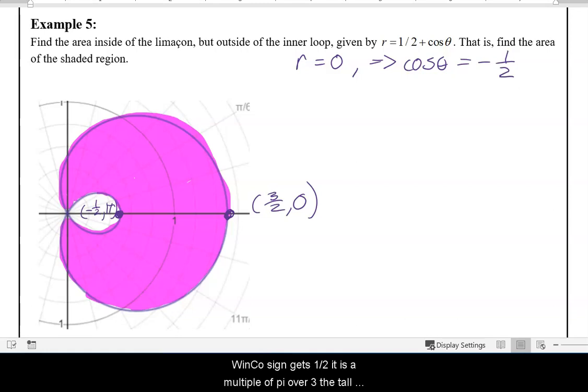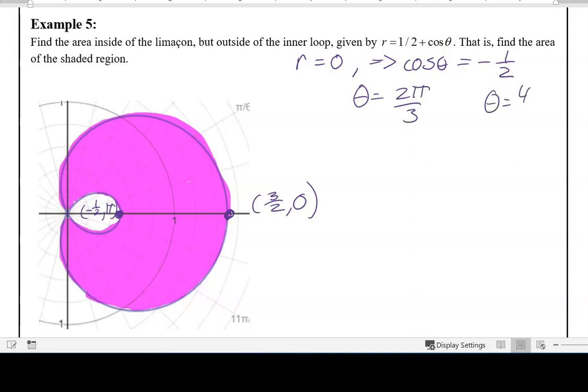When cosine is 1/2, it is a multiple of pi over 3, the tall, narrow triangle. Because it's negative, that would mean it would be in quadrants 2 or 3 on the unit circle. That would give me reference angles of pi over 3, but in quadrants 2 and 3, that becomes 2 pi over 3 and 4 pi over 3. And of course, we can use any 2 pi multiple of those two values.